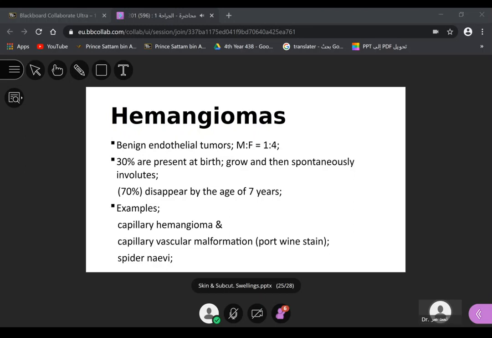Okay, so this is the natural history of these vascular tumors. They arise in the subcutaneous tissue and skin, and they give rise to characteristic color in the skin. Usually they are present at birth, after which they start to grow slowly, and usually they disappear by the age of 7 years. Examples include capillary hemangioma, capillary vascular malformation, which is known as the port-wine stain, and spider nevi. I will show you these pictures.